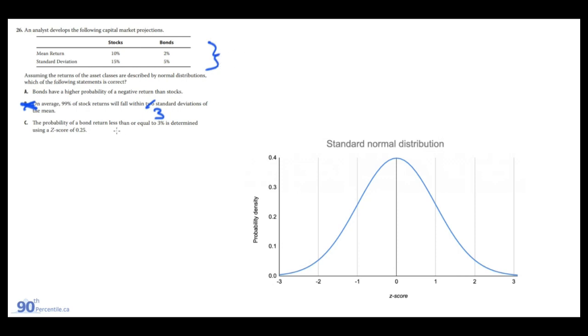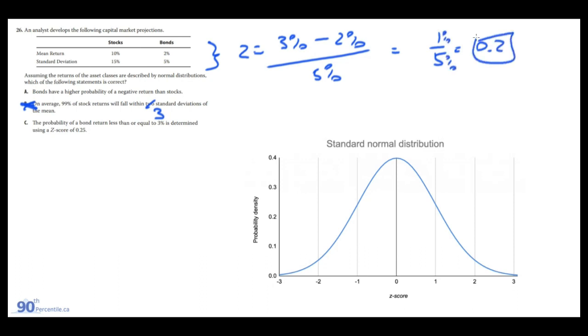And the probability of a bond return being less than or equal to 3%, we've got to calculate the z-score. So we have 3% less 2% divided by the standard deviation, which is 5%. And we end up getting 1 over 5, which is 0.2, or 1% over 5%, which is 0.2. So that is not equal to 0.25. C is incorrect. A is going to be right, but we can go ahead and show why.